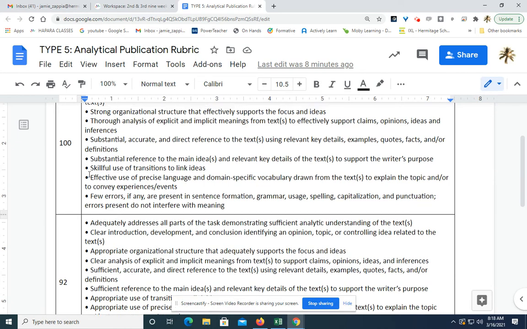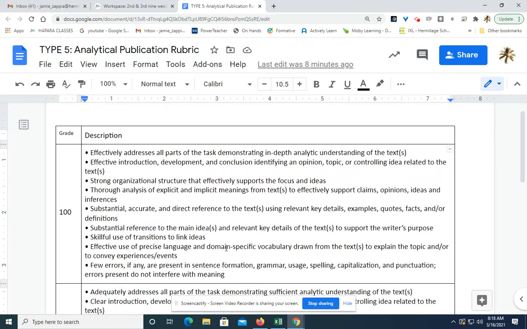The next area is effective use of precise language and domain-specific vocabulary drawn from the text to explain the topic and or convey experiences and events. This is our style components, especially using expert vocabulary. If you're analyzing the theme and the mood, but in your body paragraphs, you don't clearly use the terminology theme and mood, and if that's what your prompt is connected to, why aren't you?